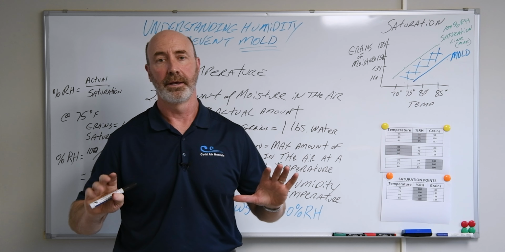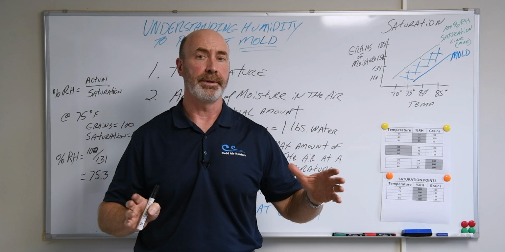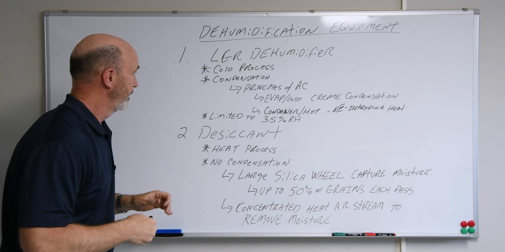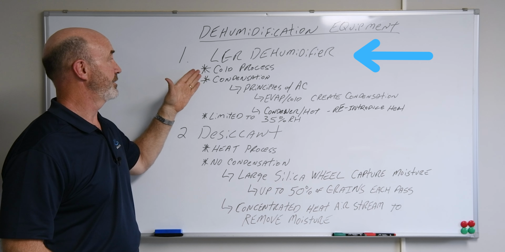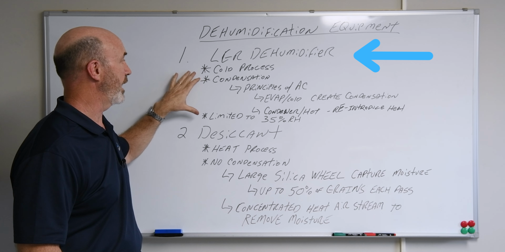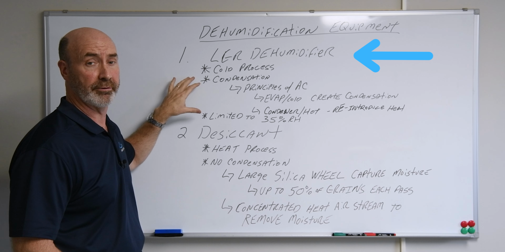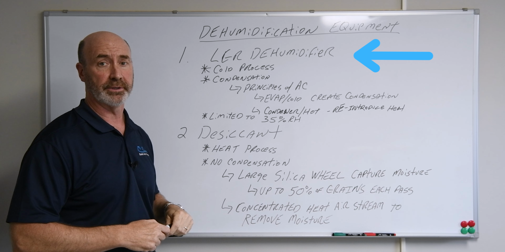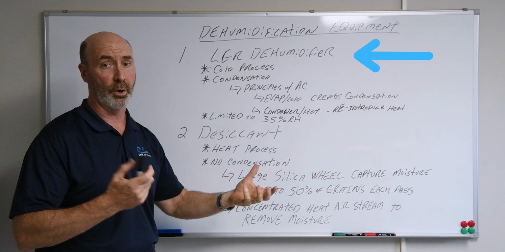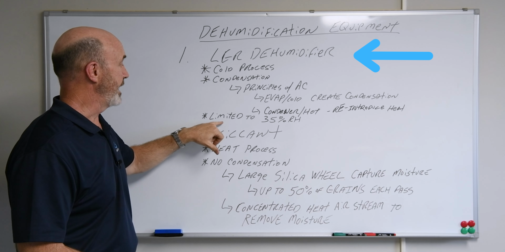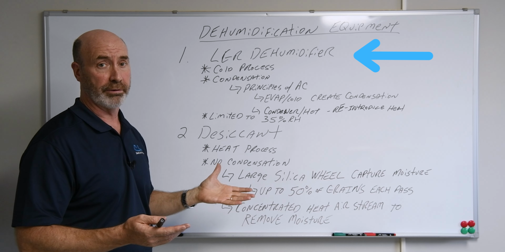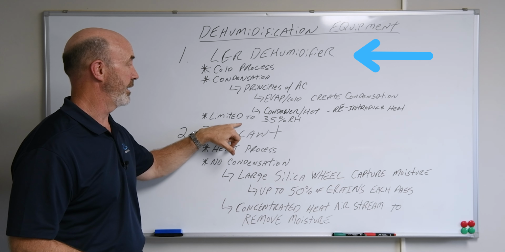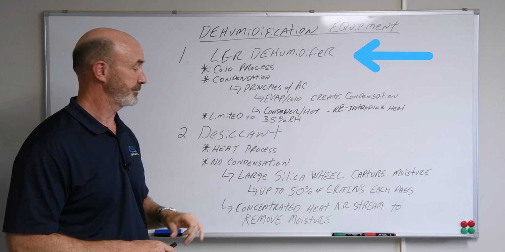Next we want to talk about our equipment. There are two pieces of equipment that we would use to try to remove the moisture from the air, and I'll explain very briefly how each of them works. The LGR dehumidifier, in summary, is a cold air process that creates condensation. So it actually creates water that you have to get rid of and get out of your building. It follows the principles of air conditioning, which has an evaporative coil, or a cold coil, and a condenser coil, or a hot coil. The downside to this process is that because it's a cold process, if the temperatures are too low, an LGR will freeze up on you, and it can never get below 35% relative humidity.